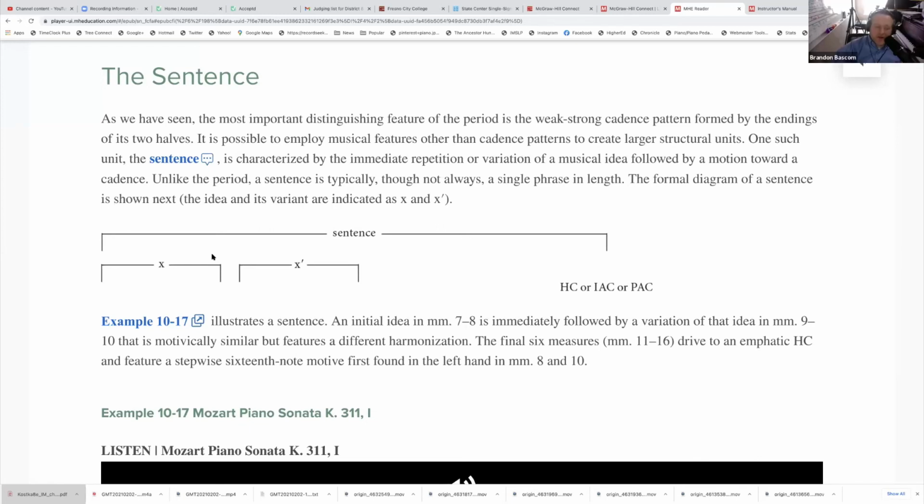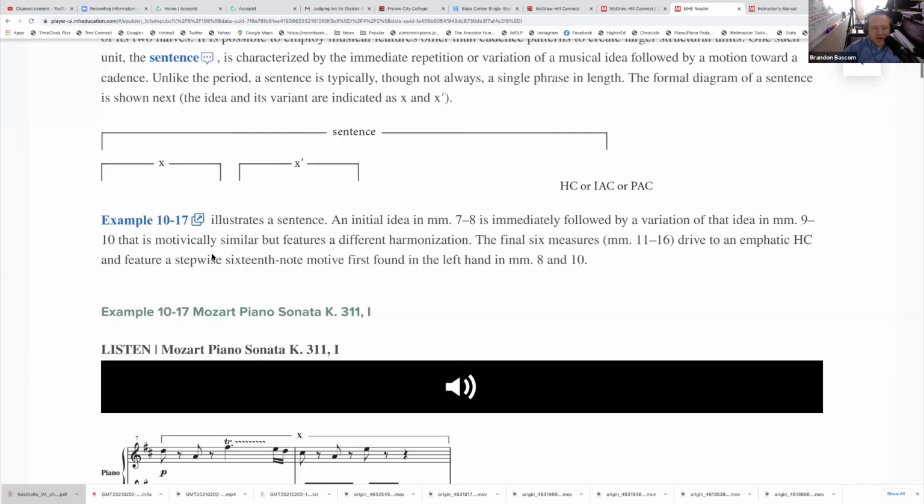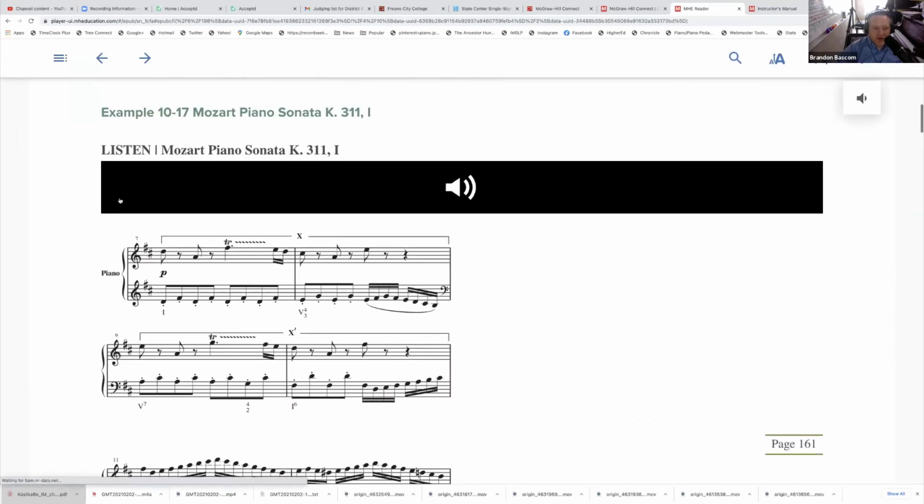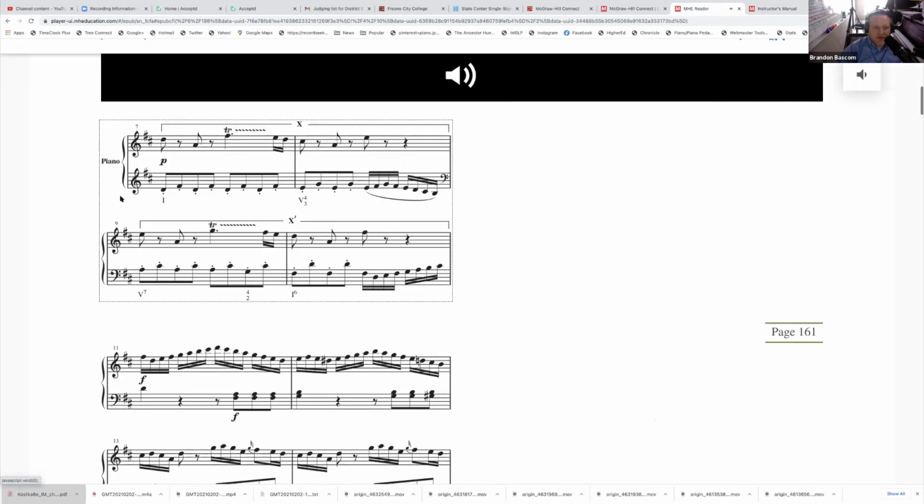You can end a phrase with a deceptive cadence, but not always. Like that one Mozart example, it faked us out, and they didn't mark it as a deceptive cadence. Example 10-17.